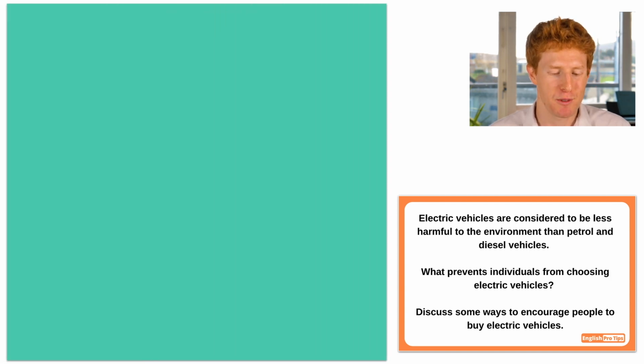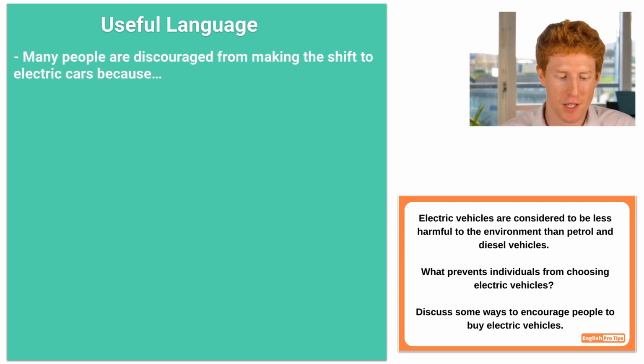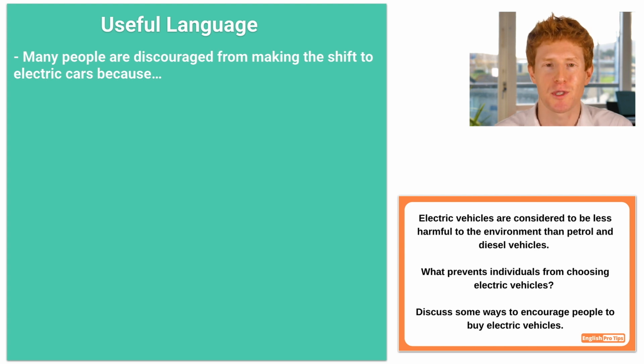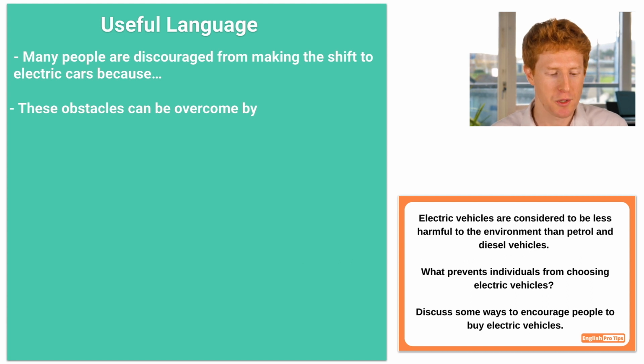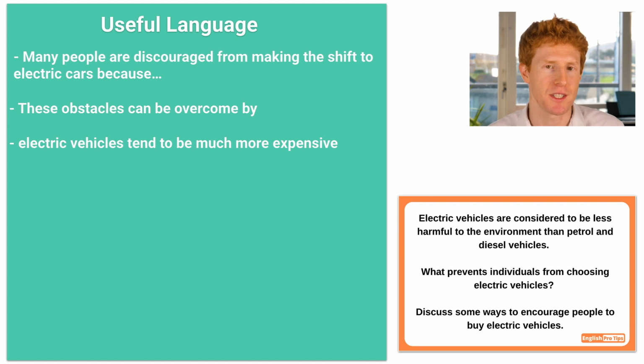Okay, so now we've got our problems and we've got our solutions. Next, let's look at some useful language for writing this essay. So how about this? Many people are discouraged from making the shift to electric cars because. Okay, this is a useful phrase that we can use in our introduction. These obstacles can be overcome by. Okay, so a good way to identify what our solutions are. Electric vehicles tend to be much more expensive. So I like that, tend to be much more expensive, instead of saying they are much more expensive. We like this kind of hedging language.